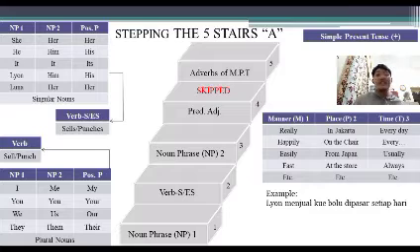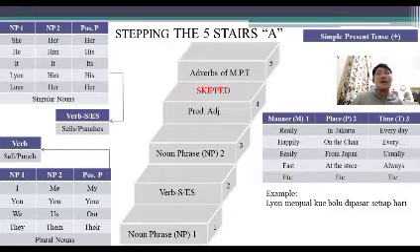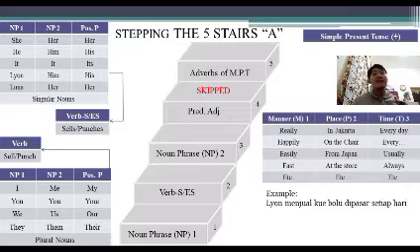As you can see, there are stairs. In stair A, noun phrase one, in high school we used to call it subject, but in the stairs technique, we call it noun phrase one. And verb, we already know what a verb is, and in present tense we use the verb as per or as. Now noun phrase two. In high school we used to call it object, but in this technique we call it noun phrase two.